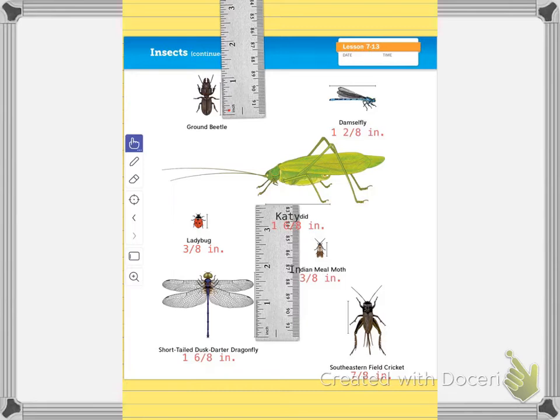Let's check and see how you did. Hopefully, when you were counting 1/8, 2/8, 3/8, 4/8, 5/8, 6/8, 7/8, you got 7/8 for the ground beetle, 7/8 inches. All right, and let's do one more down here.